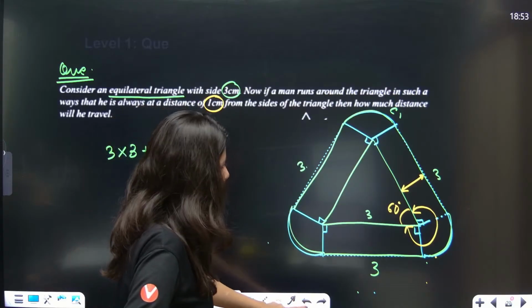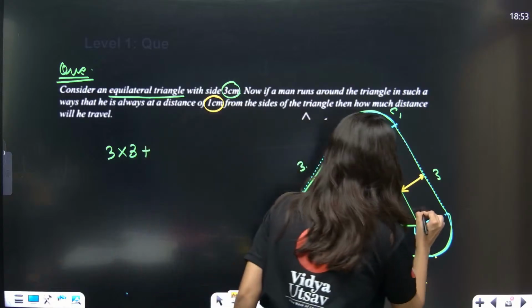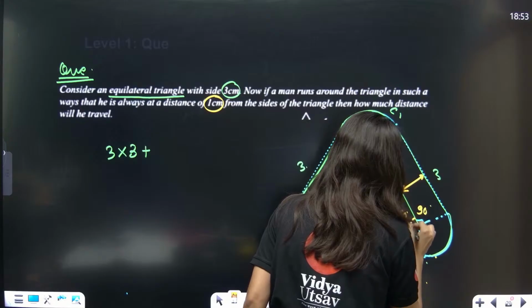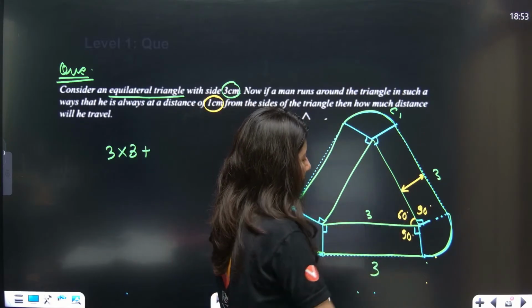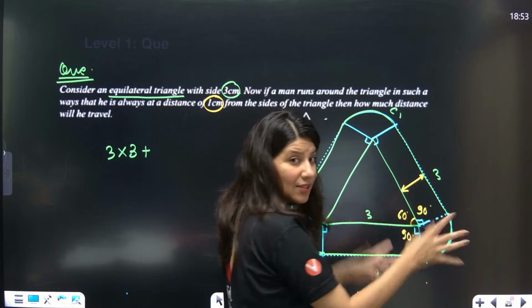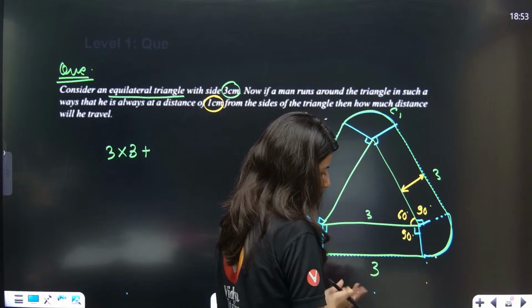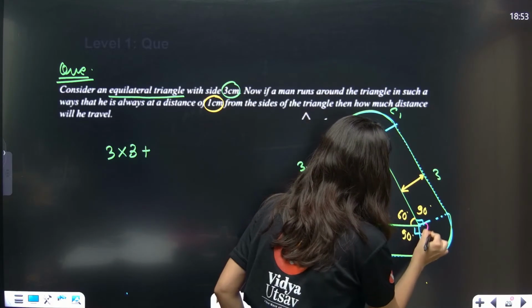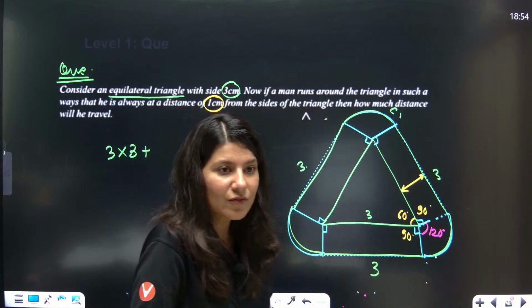See, I am looking for, understand. This is your 90, this is your 90, this is your 60. So the complete angle is what? 360, and 180 is already gone. If this is 60, then the other will be what? 120? Yes, this angle is 120. Then only the full circle will get done.